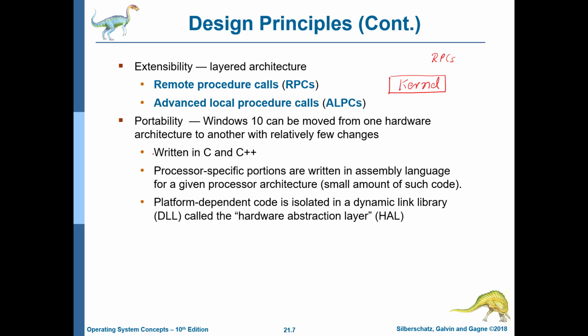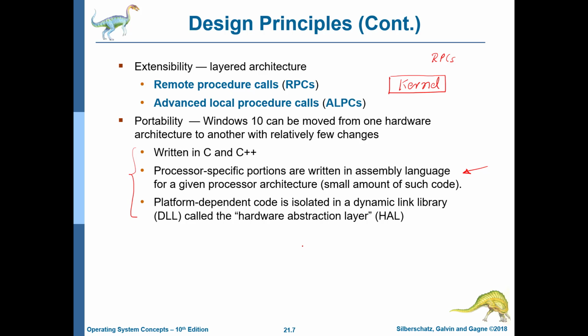So in terms of portability, Windows 10 has a lot of advantages. It has moved from regular desktop hardware to embedded hardware. It's primarily written in C and C++, as are many other operating systems in the space. But similar to other OSs, the processor specific portions are written in assembly.